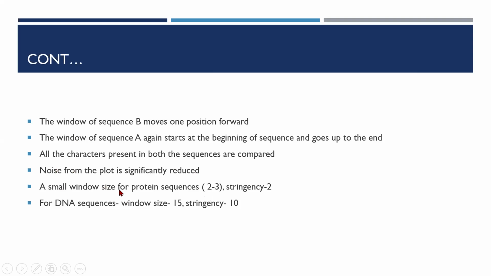And if the sequences that are compared are protein sequences, generally a small window size is used, about 2 to 3 amino acids as one window, and the stringency or threshold value is 2. If the sequences involved in the alignment are DNA sequences, the window size is generally 15, whereas the stringency value will be 10. So this is how the noise of the dot plots can be reduced by applying the sliding window concept.